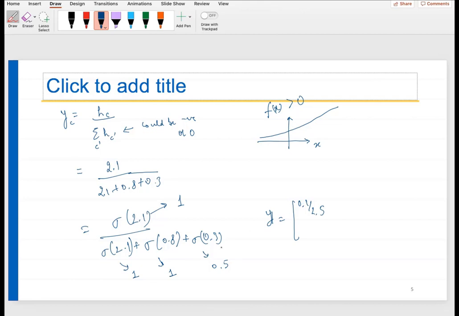Okay, let's say this is 0.9 to make it a little smaller. 2.4. So it is 1 upon 2.4. The other value will be 0.9 upon 2.4, and the other one will be 0.5 upon 2.4. This is still very, very far from argmax, right?